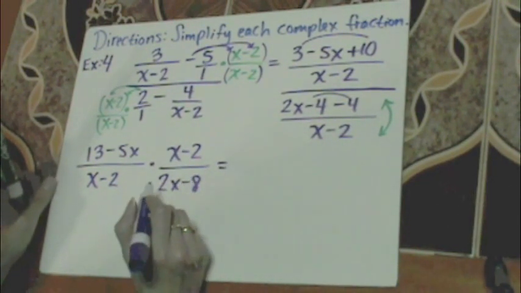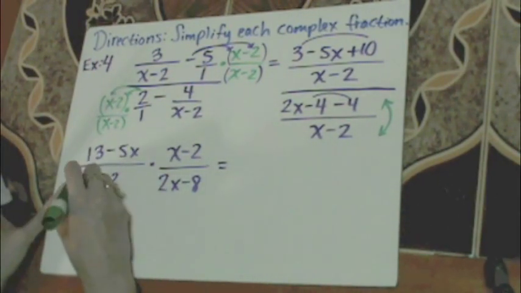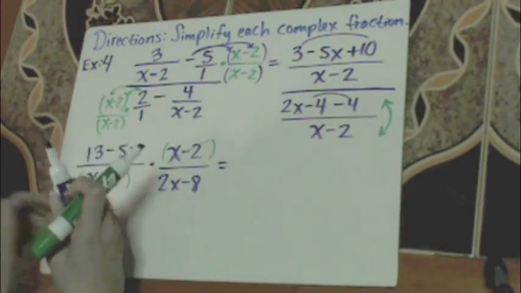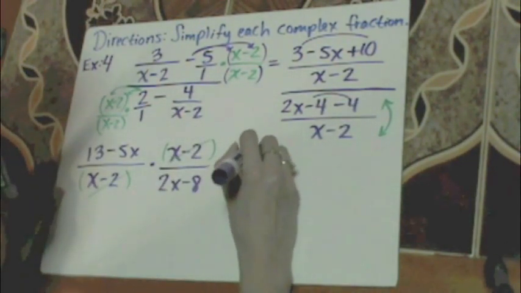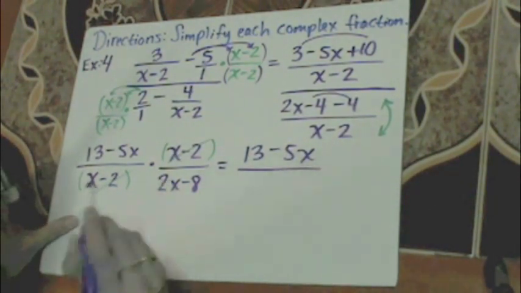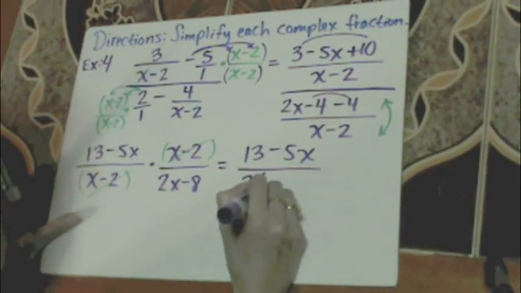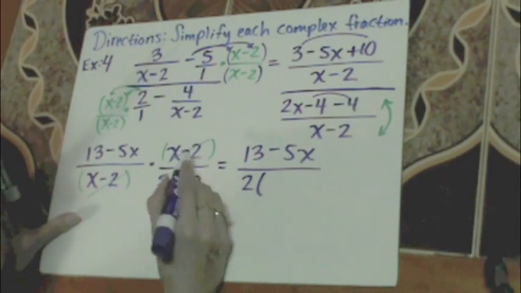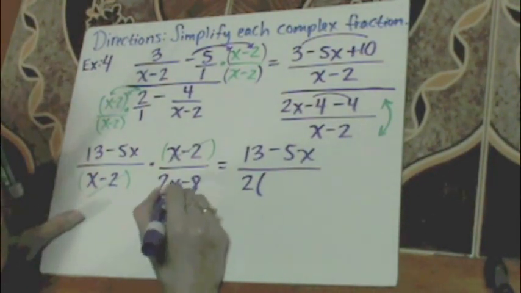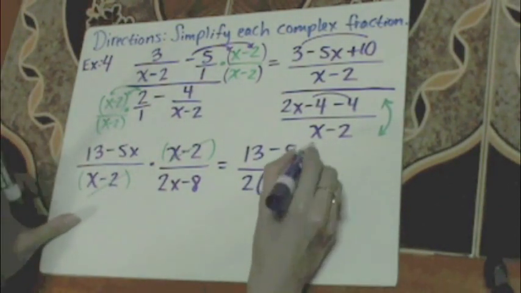equals, so now I have, I can cancel these out very nicely. This is a factor right there. Okay, so there you go. And then what I have left there is 13 minus 5x divided by, and I just have 2x minus 8, but I can factor out that 2. So I'm going to factor out the 2. Anytime I can factor on the numerator, the denominator, I'm going to do that to simplify even further. Factor out your 2, and you get x minus 4. And then that's your final answer right there.